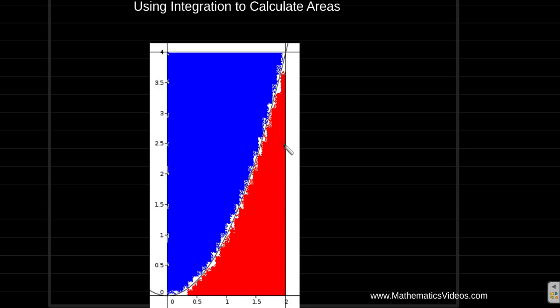Now, let us first of all find the total area here. This is our rectangle. The height is 4 and the width is 2. So we can see that the area of the rectangle is equal to 2 times 4, which is 8 square units.